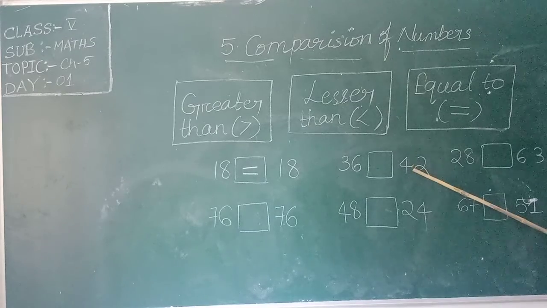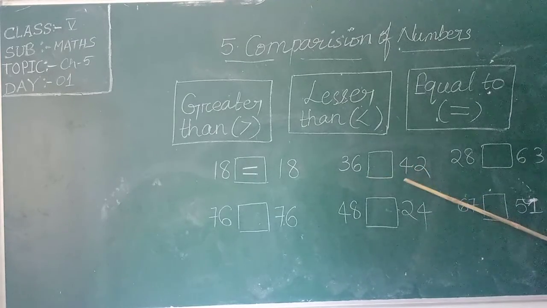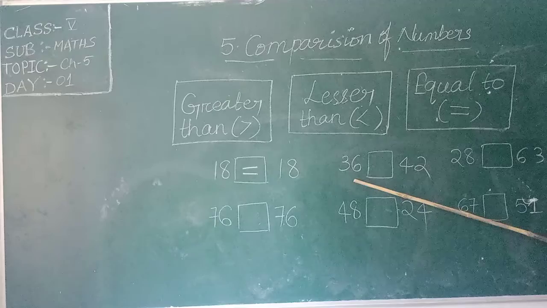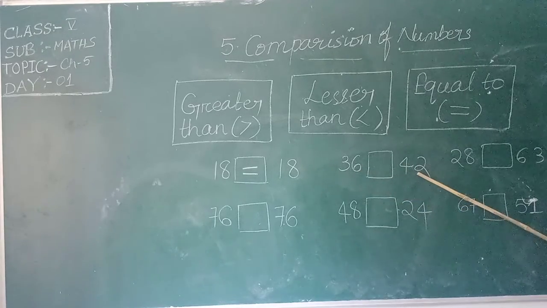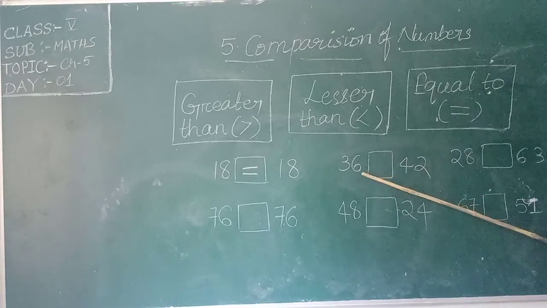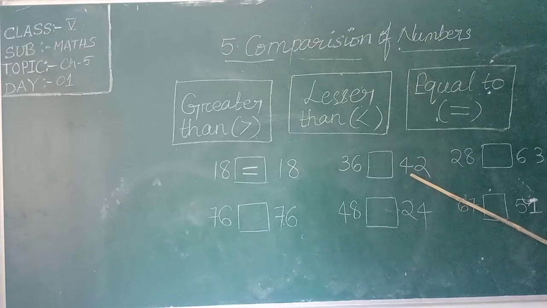Now see the second one, 36 and 42. Which is big? We have to compare the first number. What is the first number? 36. That number we have to compare with the second number. What is the second number? 42. So 36 is big or 42 is big? 36 is less than 42. Which symbol do we use there? We use the lesser than symbol in the second one.